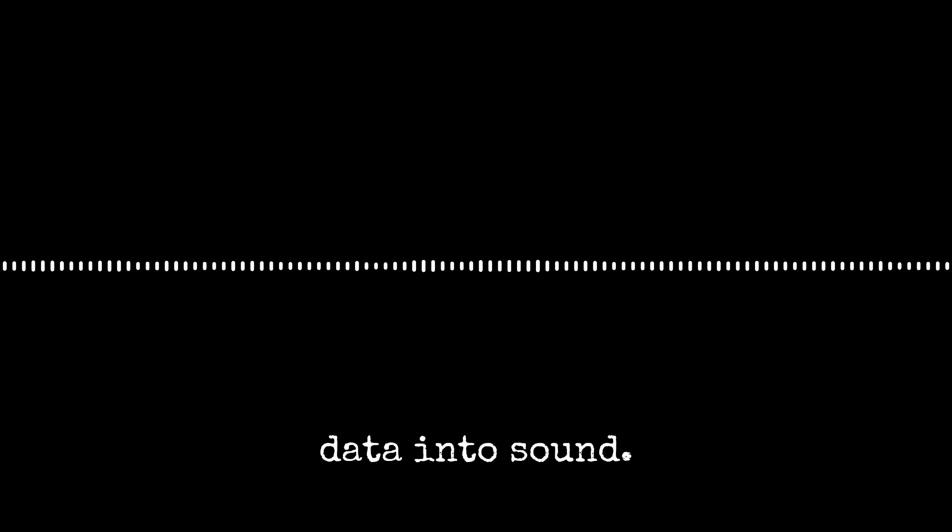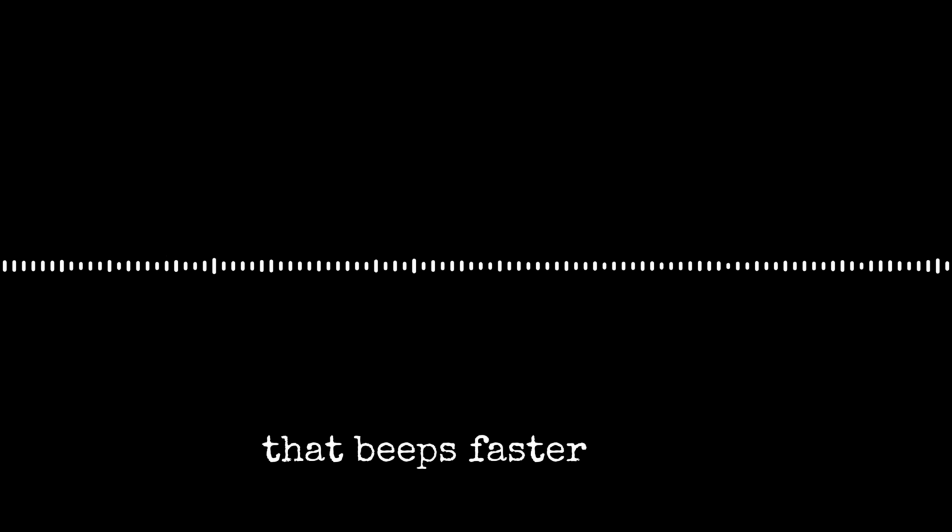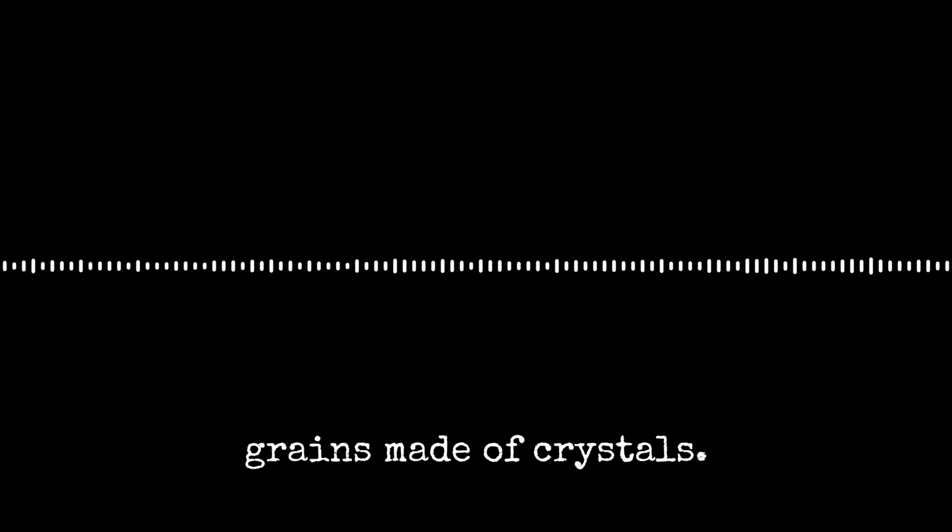Sonification, for example, is simply translating data into sound. Think of a heart monitor that beeps faster when your pulse speeds up. That's sonification. And hierarchy, in this context, means structure across scales, like a city built from bricks, bricks made of grains, grains made of crystals. Music also has hierarchy. Notes form motifs, motifs form phrases, phrases form movements.